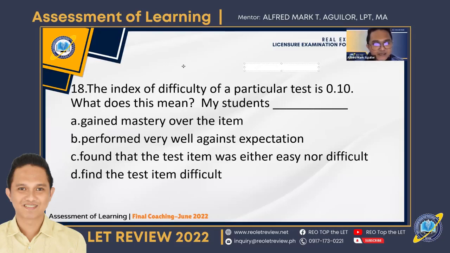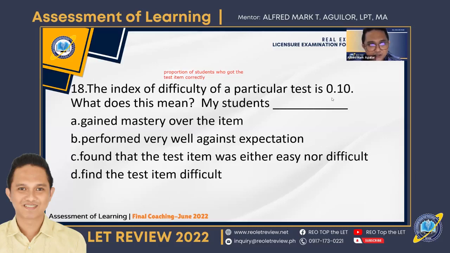By the way, difficulty index has something to do with the proportion of students who got the test item correctly, no? So again, this is the proportion of students who got the test item correctly. Okay? So meaning, the higher the value of the difficulty index, the easier the exam. The lower the value of the difficulty index, the more difficult the exam is. Okay, yan po yung main principle niya. Okay? So, what are the possible values of difficulty index?